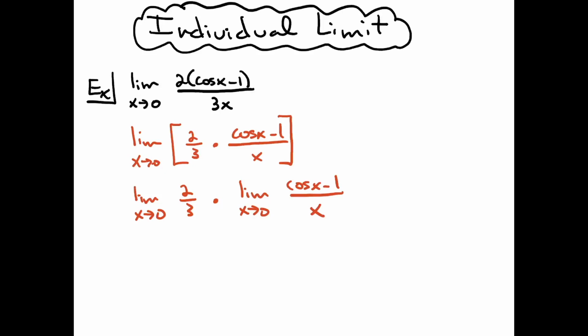We know that this limit is 0, and the limit of a constant is the constant, so 2/3 times 0 is going to give me an overall limit of 0.